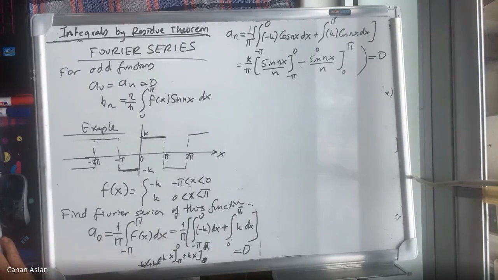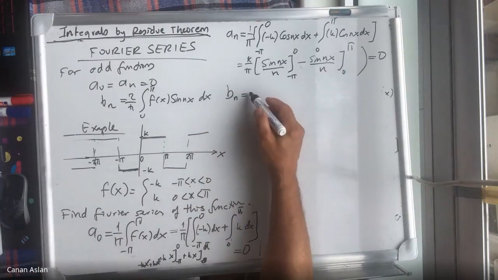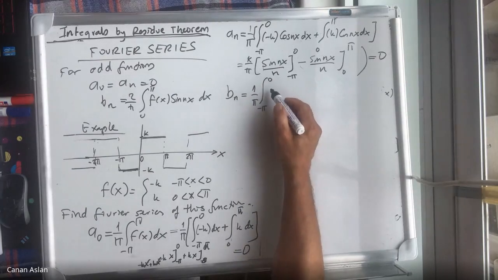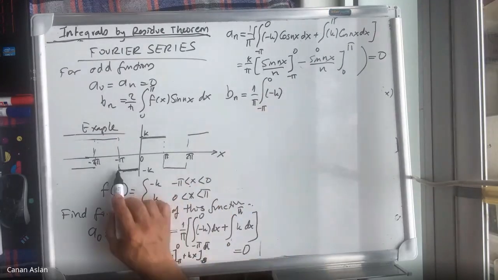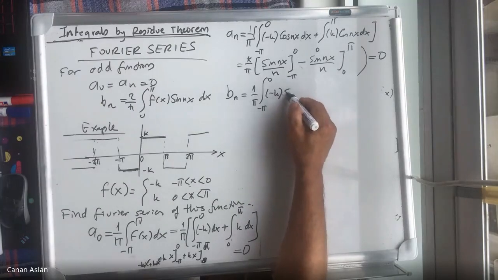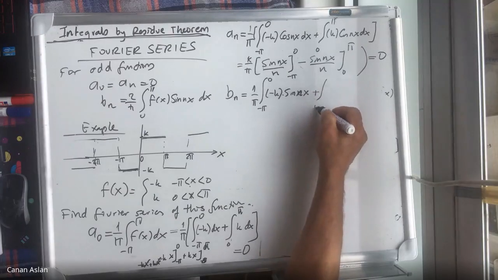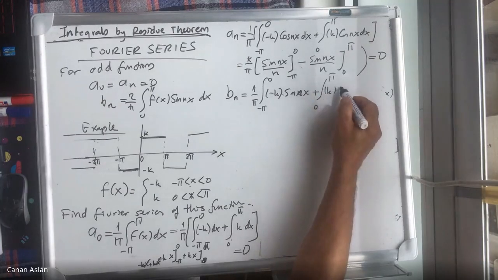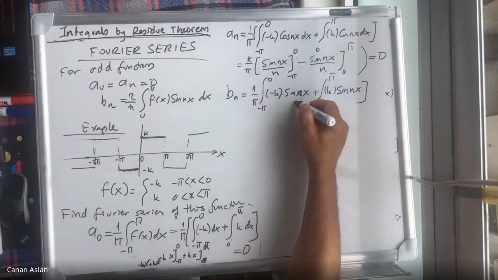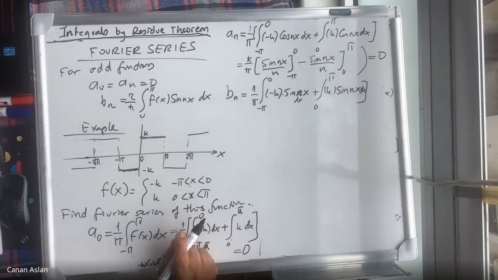So now let's calculate bn. These coefficients are 1 over pi, again, from minus pi to 0. We learned the technique now. We always take minus k in this integral, because from minus pi to 0 we have this property, times sine nx, and then the other one is from 0 to pi, again k in this case, sine nx again. So dx, of course there is dx, right? You shouldn't forget dx, because this is the variable of the integration.